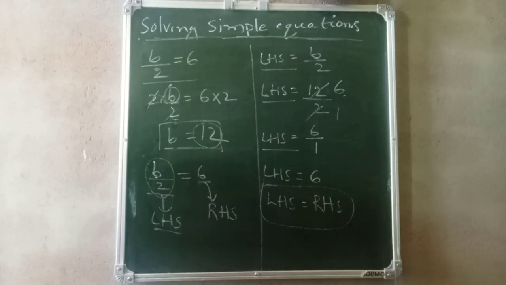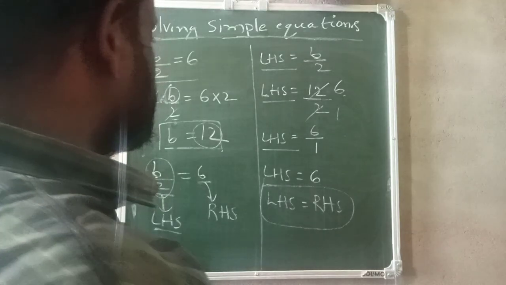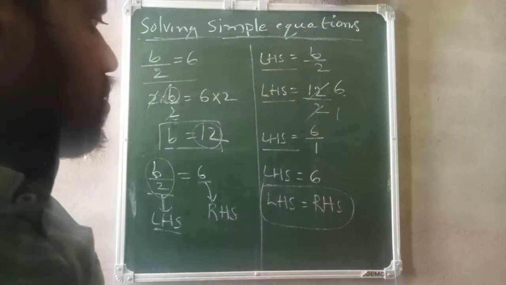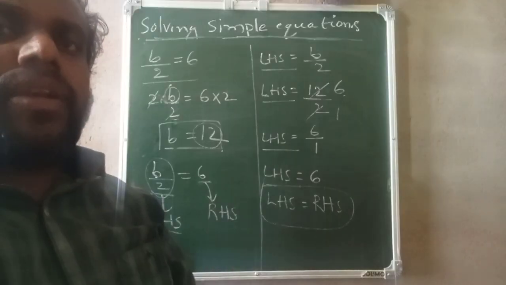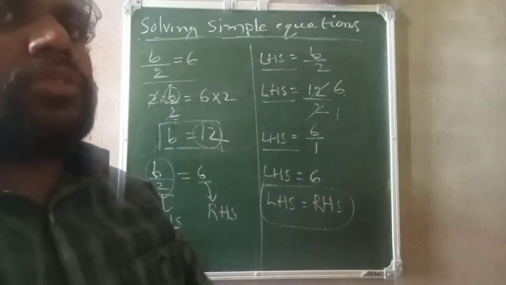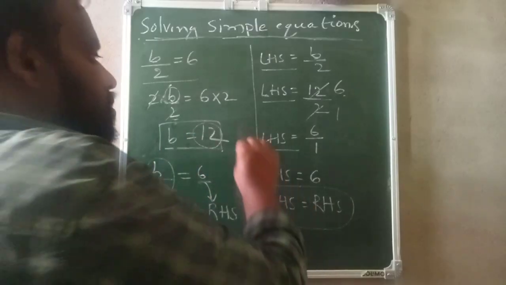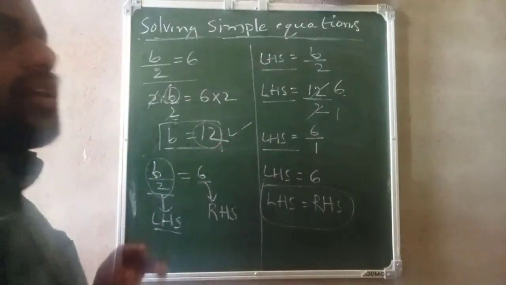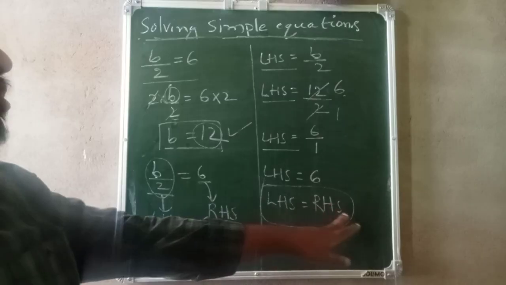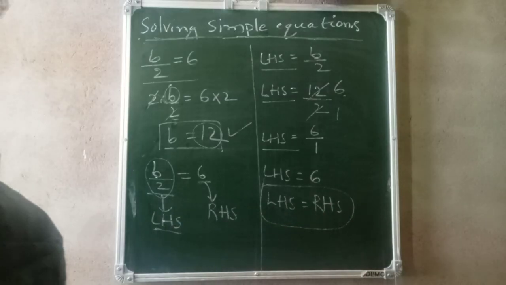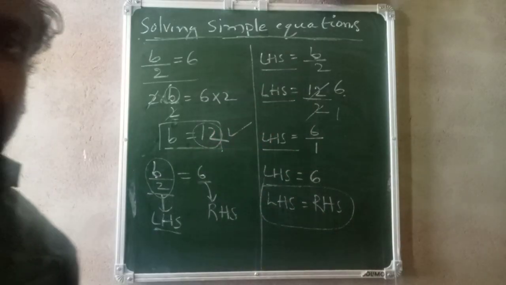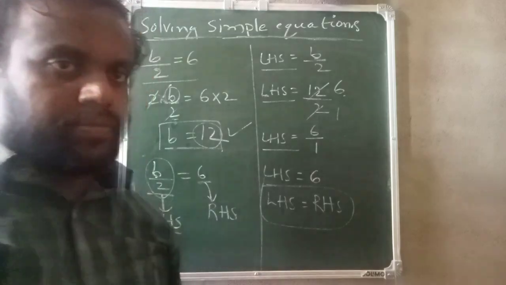So we got LHS is equal to RHS. So when we get LHS is equal to RHS, that means this answer is correct. So this is the correct answer because we got LHS is equal to RHS. So like this you can check whether the answer is correct or not. Okay.